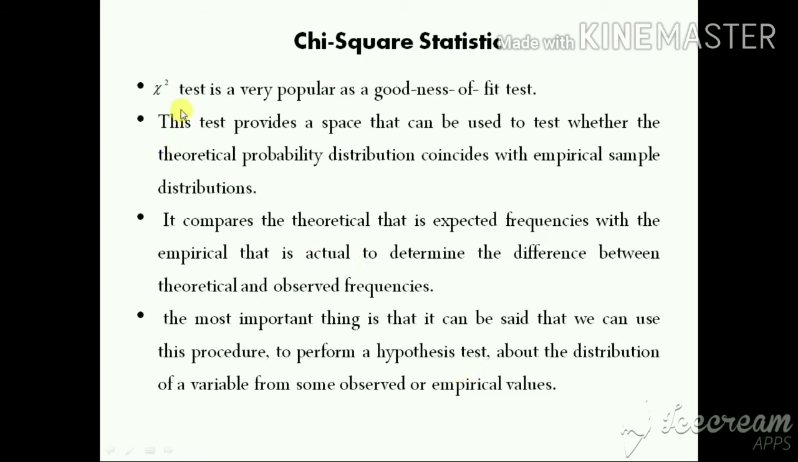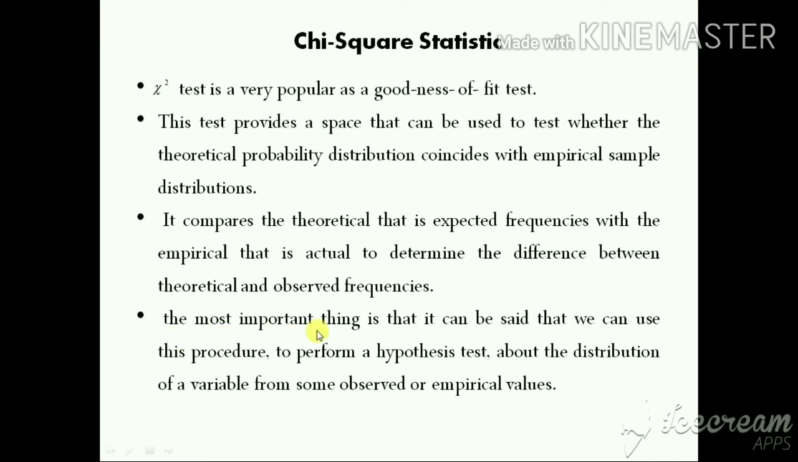And we know that this chi-square test is very popular as the goodness of fit test. This test provides a way that can be used to test whether the theoretical probability distribution coincides with the empirical sample distribution. It compares the theoretical, that is the expected, frequencies with the empirical, that is the actual, to determine the difference between theoretical and observed frequencies.